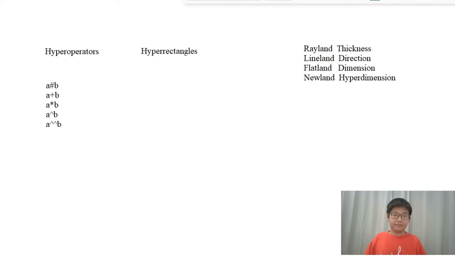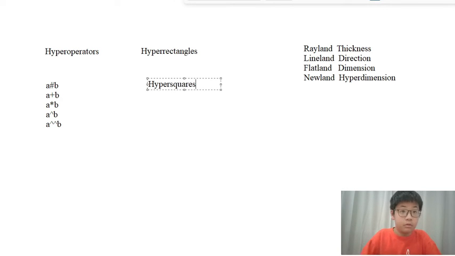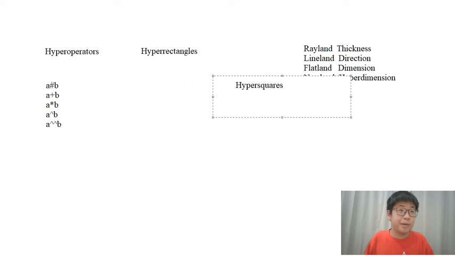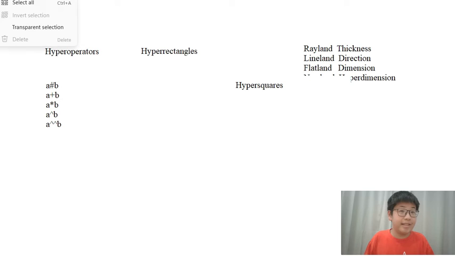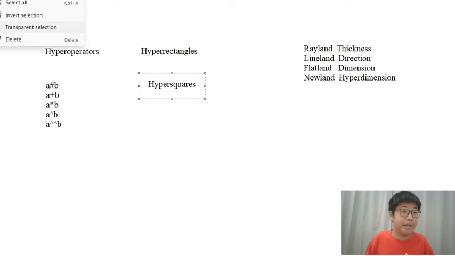And we are now going to use our hyperoperators to make hypersquares. Now what are hypersquares? It's just hyperrectangles, but slightly more particular in that all the sides have to be the same length.